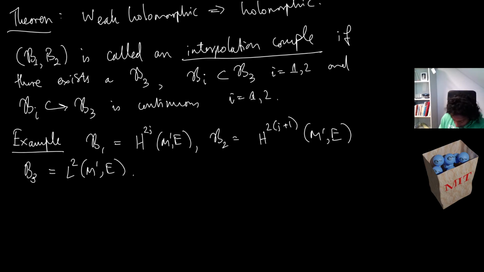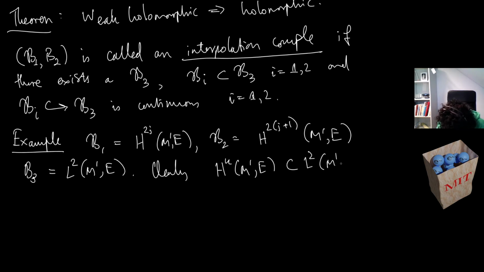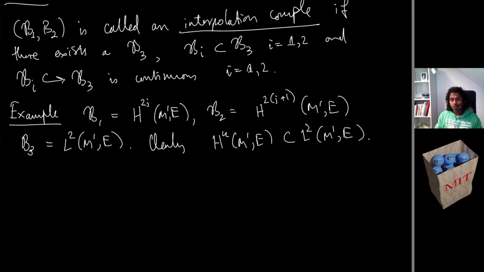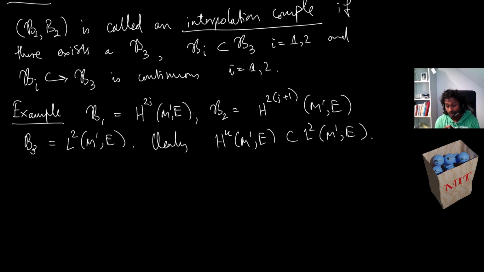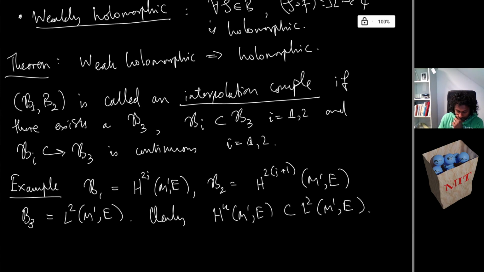Okay? So clearly we have that all of H^k(M', E) by construction is a subspace of L2. But the reason I always separate out the zero order part of the operator from the operator, yes? Of course.